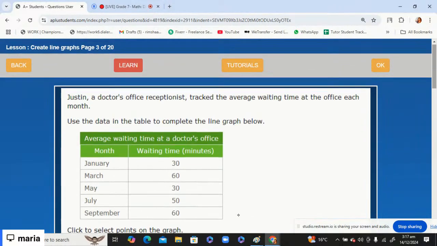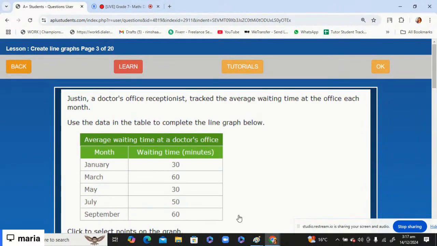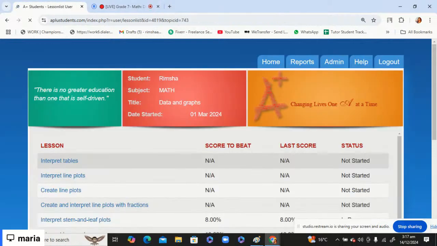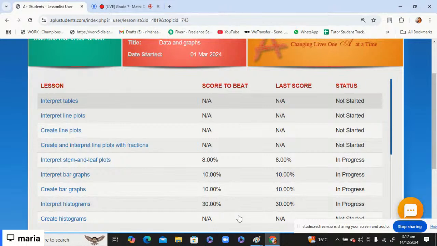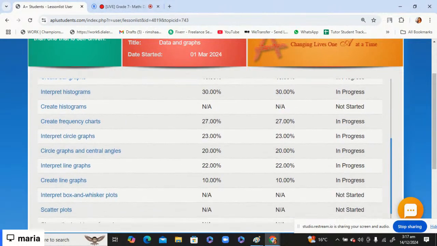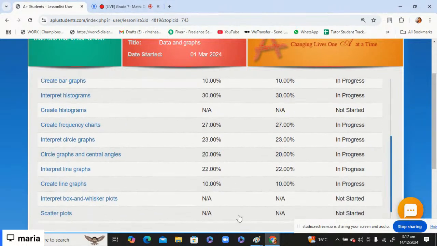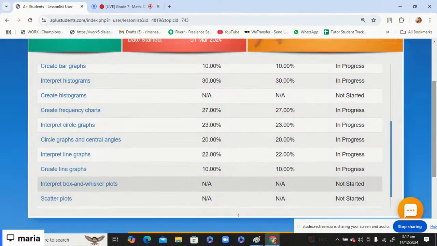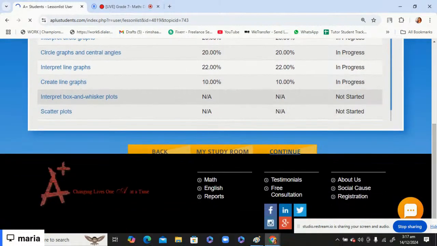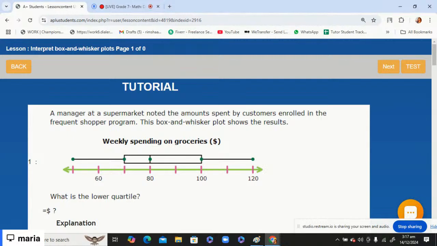Hope you guys understand this lesson. Solve the rest of the test questions by yourself regarding this lesson. Okay, now let's move to the next lesson. So here we have done the create line graph. Now interpret the box and the whisker plots.